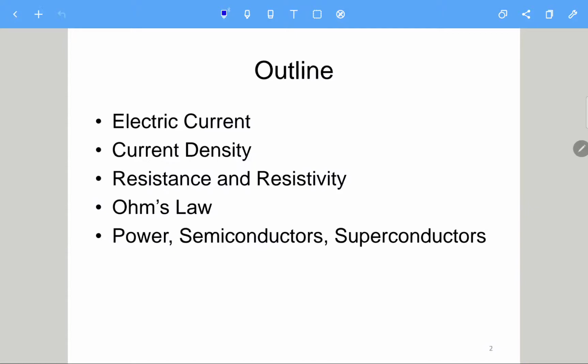So there are some fundamental concepts. Some of them maybe you should already know. For example, the current, you should have known it. Current density is still a simple concept. And then resistance, Ohm's law, which you probably learned in high school. And then power, semiconductor and superconductor, but it's just a simple introduction to them.